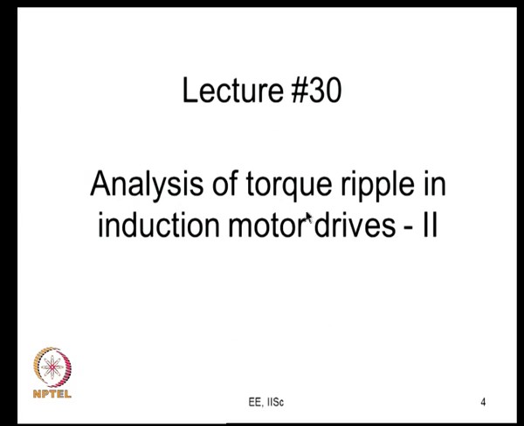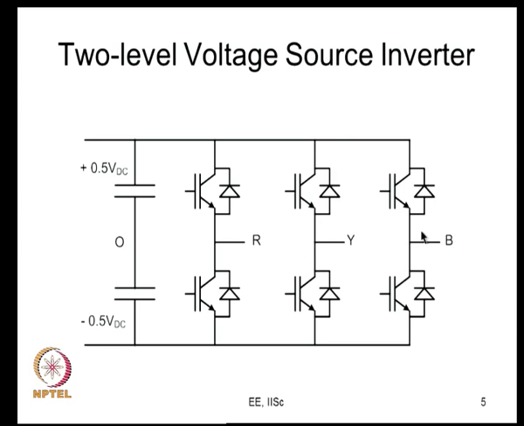I would just call it analysis of torque ripple in induction motor drives 2. The last lecture was 1. So, this is the second lecture and this would be the concluding lecture on the analysis of torque ripple. So, it is a usual 3 phase voltage source inverter and R, Y, B are the load terminals. You have connected the motor here and this is your DC bus and this is a DC bus midpoint. This DC bus midpoint is convenient for measurement of voltage at R, Y and B.